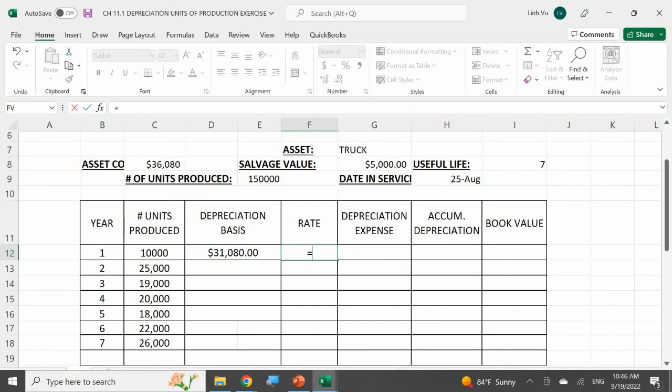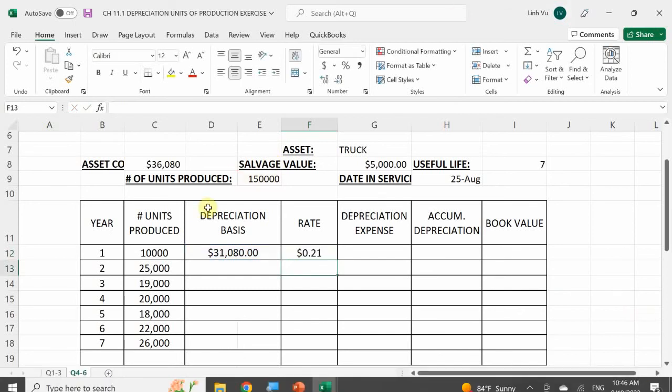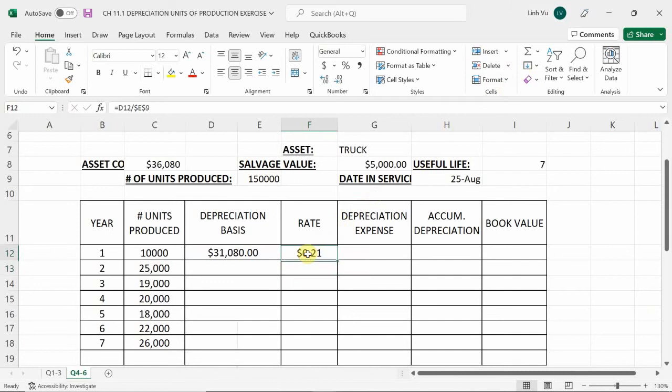I got $3.11. Let's see. So it's going to be 3180 divided by 150,000, right? Oh, okay. I did the wrong thing. 3180, not 35.